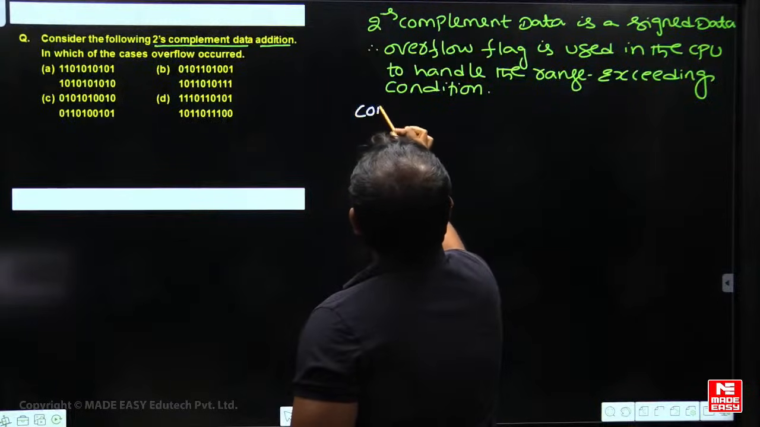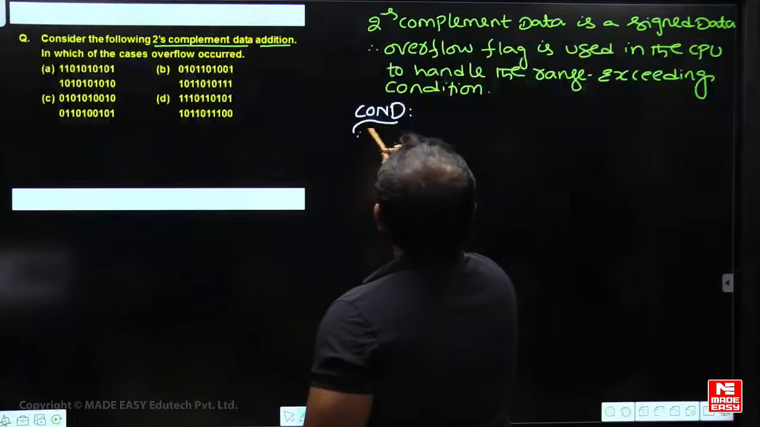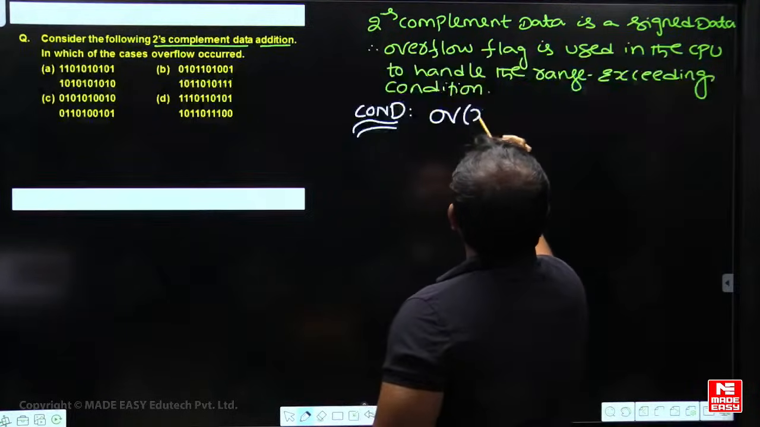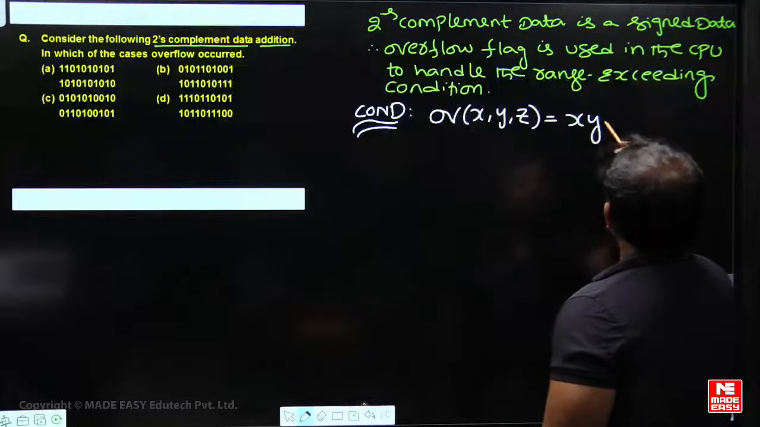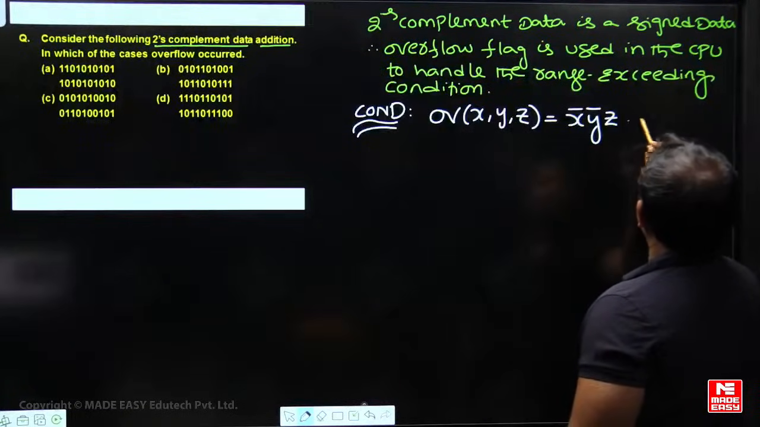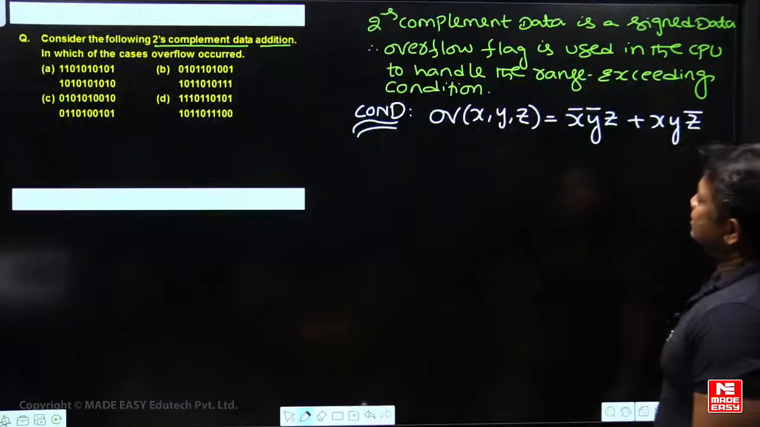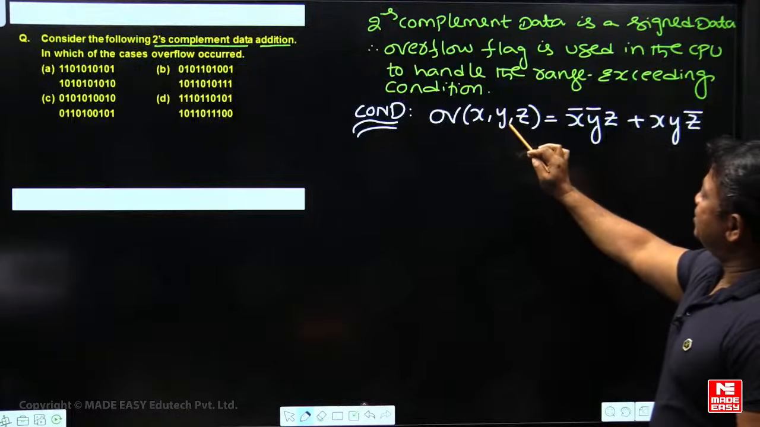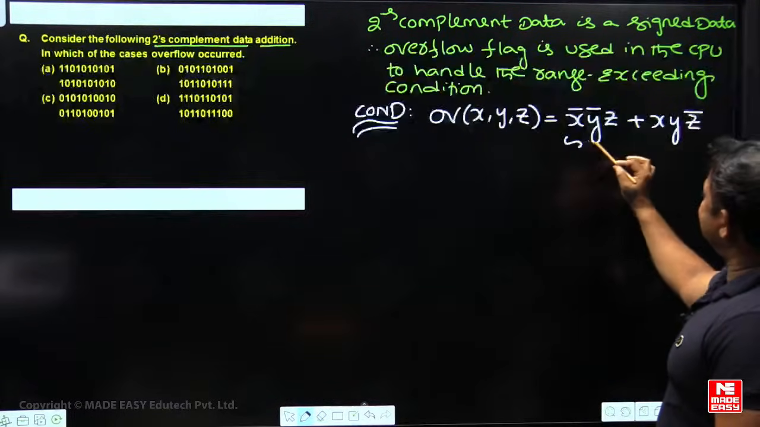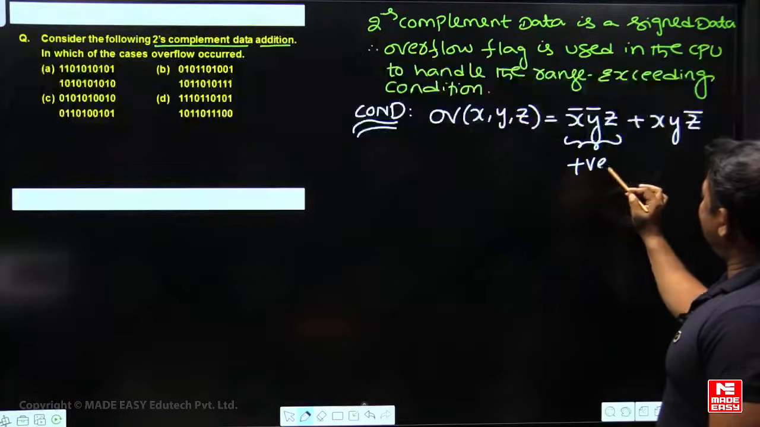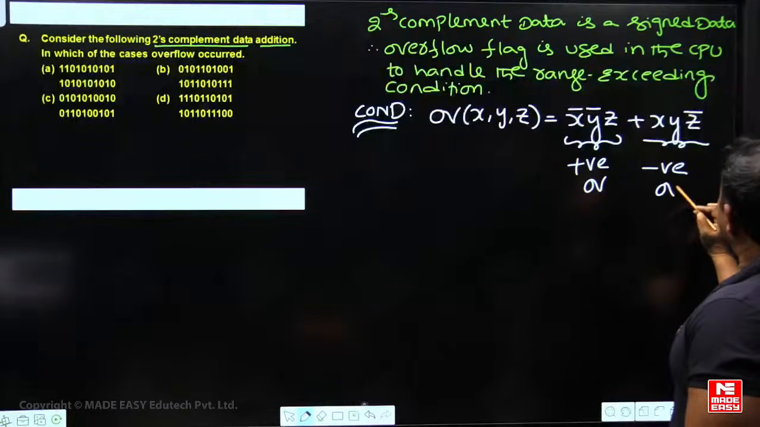What is the condition? Condition is like this. Overflow of x, y, z equals x y x bar y bar z or x y z bar. The concept: x is the MSB of the first operand, y is the MSB of the second operand, z is the MSB of the result. One is called the positive overflow. This is called the negative overflow.